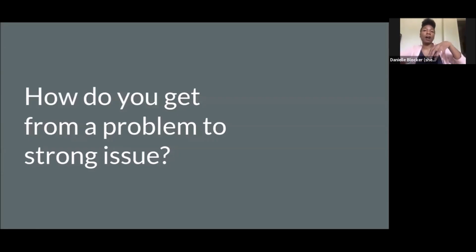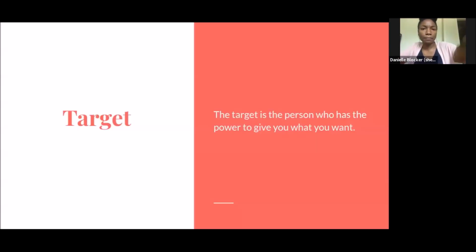How do we get from a problem to a strong issue? It's a good question. But before that, do people have any examples of times or movements that they've worked on where there wasn't a clear target?